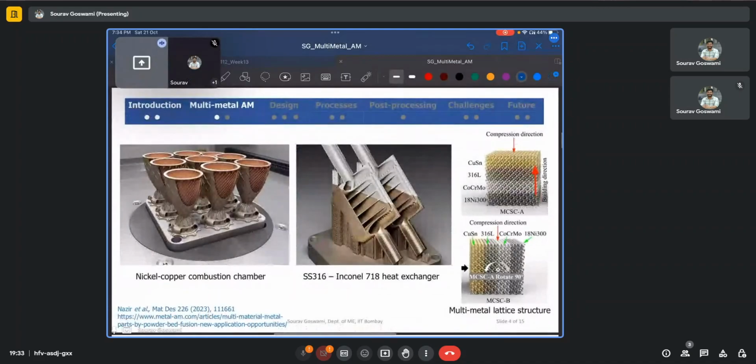Here are some of the other examples. Here you have a nickel and copper combustion chamber where the nickel provides the high temperature performance and the high temperature mechanical properties, whereas the copper enhances the transfer of heat away from the section. Here we have a stainless steel and Inconel heat exchanger. And on the right, we also have some multi-metal lattice structures where we have, say, discrete regions of each material which are joined seamlessly with each other. Depending on the direction along which this material is loaded, it might exhibit some unique properties which are not commonly observable or cannot be achieved with just a monomaterial.